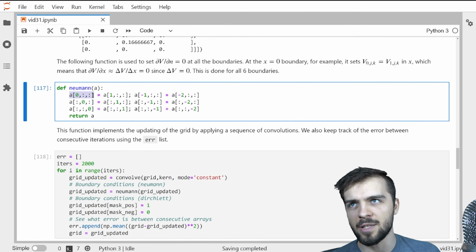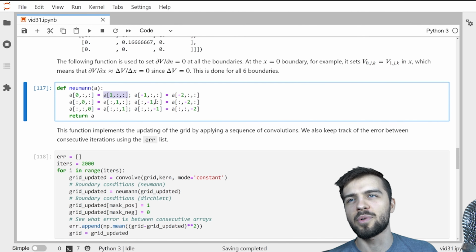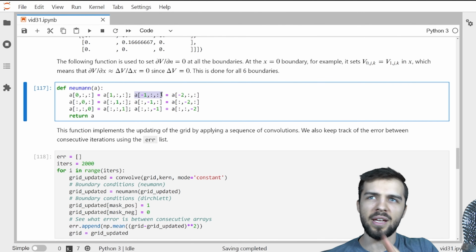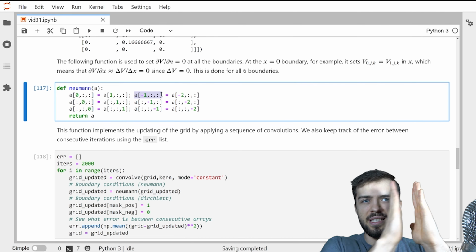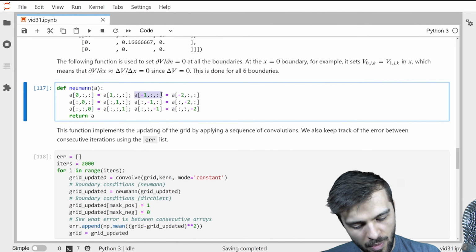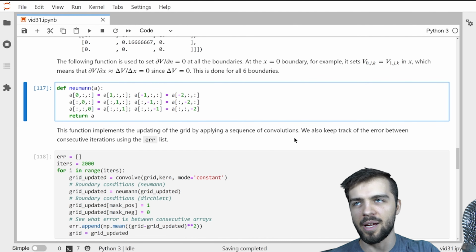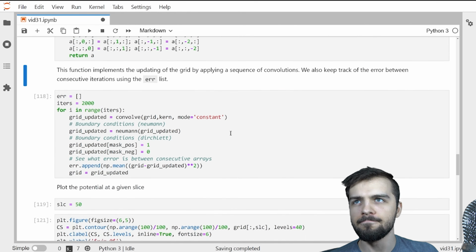It says that my x boundary is equal to the point next to it, so the derivative is 0. It enforces that when I'm performing this algorithm. Same thing on the right side of x. It says that this slice is equal to the slice next to it. The same thing with y and the same thing with z. So the derivative is forcibly always equal to 0, and I'll apply this to my array throughout the operation.